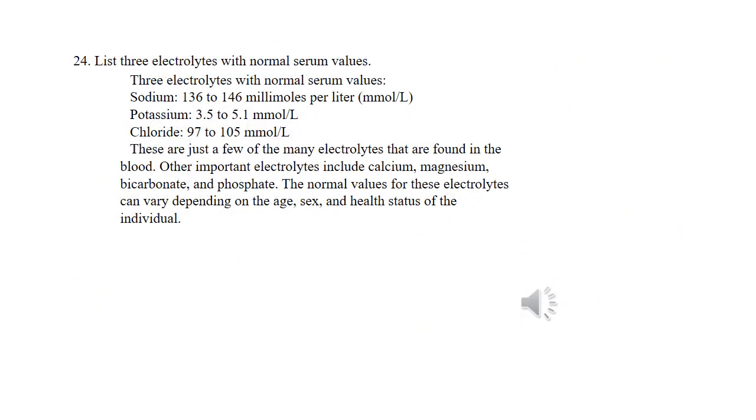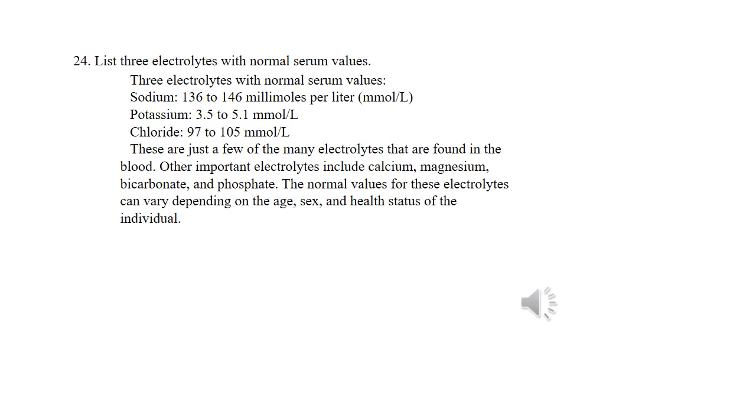Question 24. List 3 electrolytes with normal serum values. Answer: 3 electrolytes with normal serum values. Sodium, 136 to 146 millimoles per liter, mmol/L. Potassium, 3.5 to 5.1 mmol/L. Chloride, 97 to 105 mmol/L.